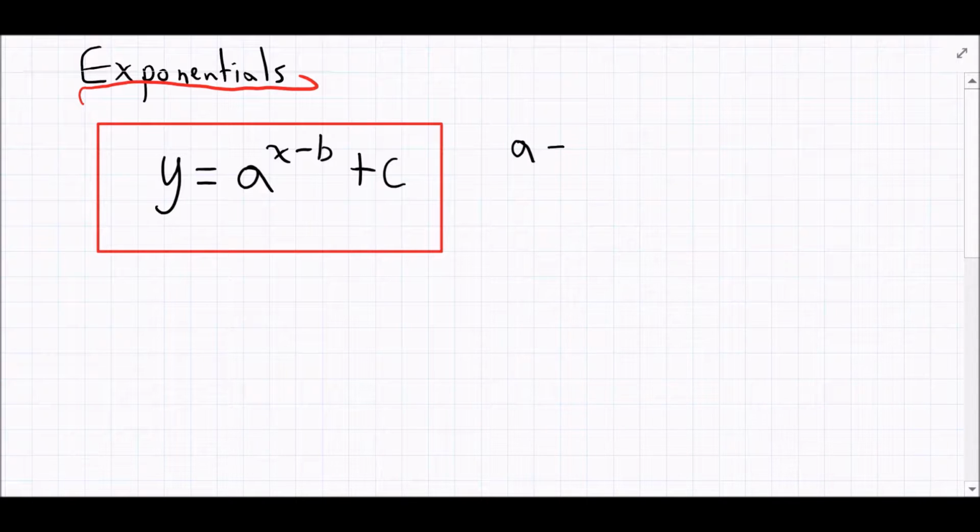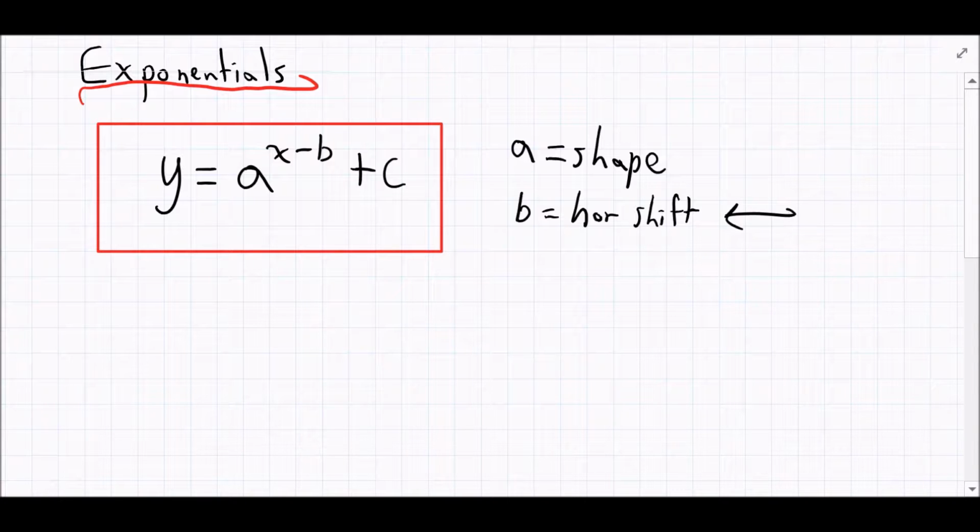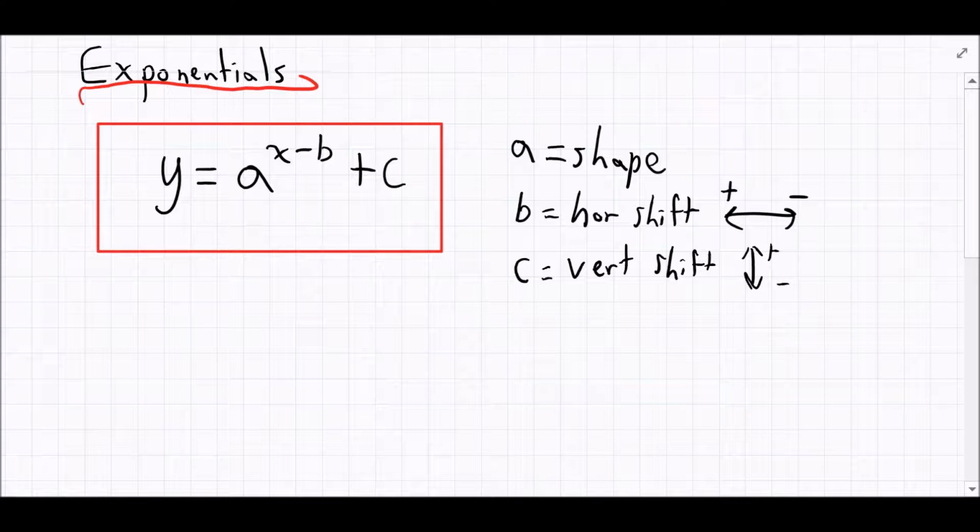So a controls the shape, and the larger the number is, the more steep it's going to be. The smaller it is, like between 0 and 1, the more stretched out it's going to be. Just like a cubic and a parabola. B is our horizontal shift. So that's left and right. And remember, just like the parabola and the cubic, positive goes to the left and negative goes to the right. And C is the vertical shift, where up is positive and down is negative.